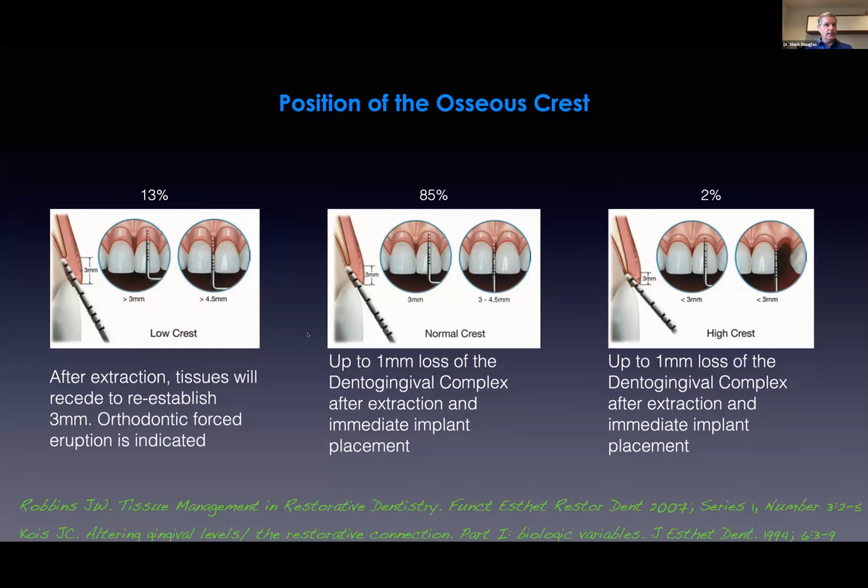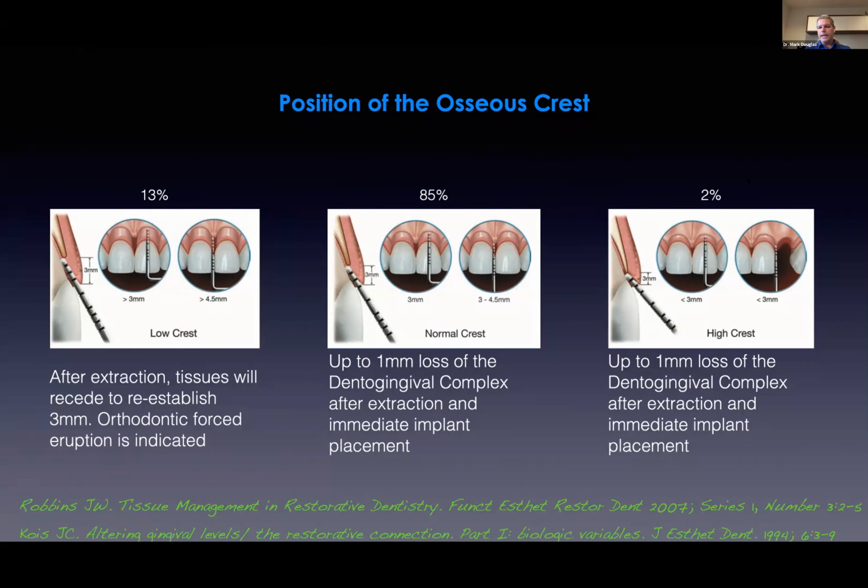Let's do the low crest next, which is the situation where we did some forced eruption a few slides ago. These people, when you sound down to bone, you will get a number that is larger than 3 millimeters. And in between the teeth at the papilla, you will get a measurement that's about 4.5 millimeters. The problem with these patients is that when you take a tooth out and don't do anything, the gingival complex will recede such that it's back to this normal 3 millimeters. So you will get recession. The treatment for that is orthodontic forced eruption, if you can, because I've got a case I'll show you today where that was not possible.